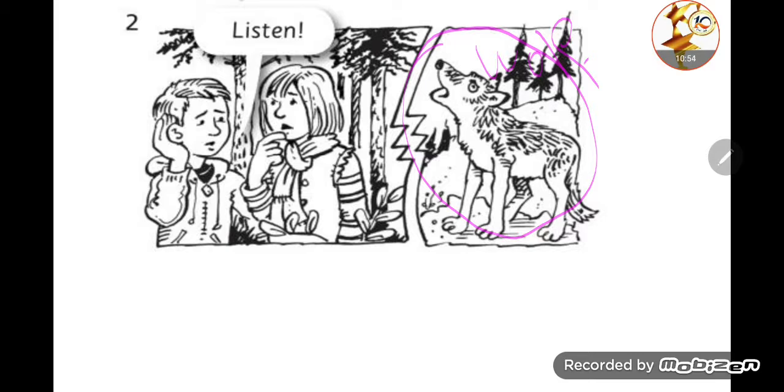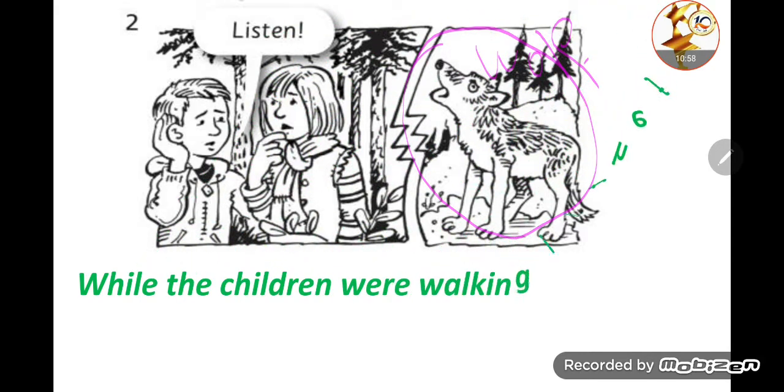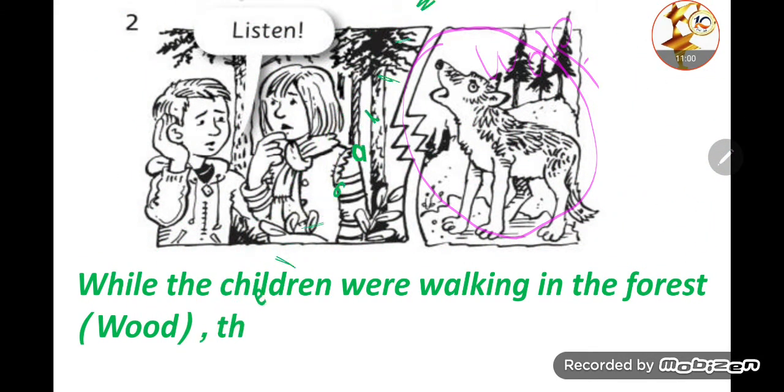So, let's see how we form the sentence here. While the children were walking in the forest or wood, they heard a wolf. They heard a wolf, okay?